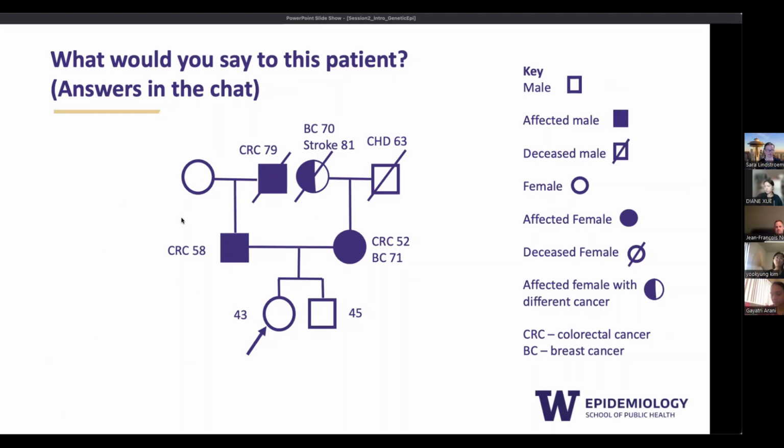She has a significant history of colorectal cancer, both her parents and one of her grandfathers, and she also has breast cancer with both her mom and her grandma. She's worried about her cancer risk and wants to know if there's something she should do. So what if you were her doctor, what would you tell this woman? Please put any thoughts you have in the chat.